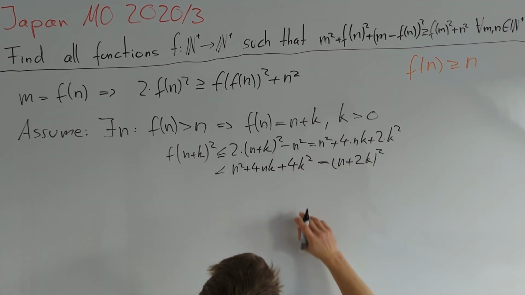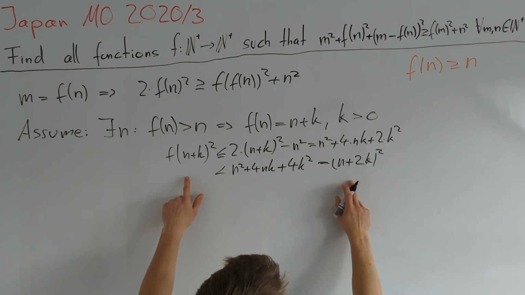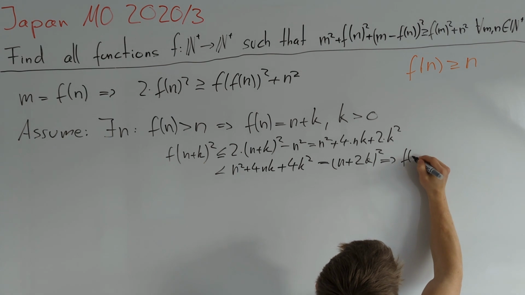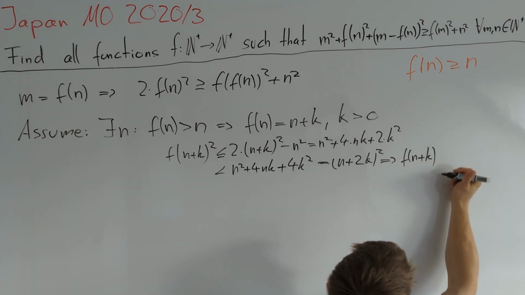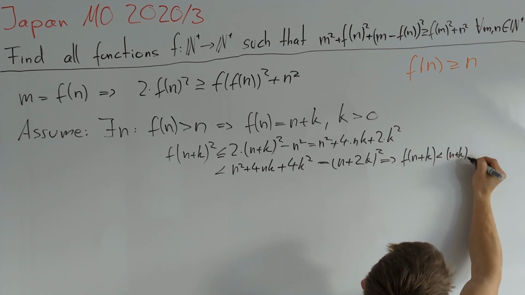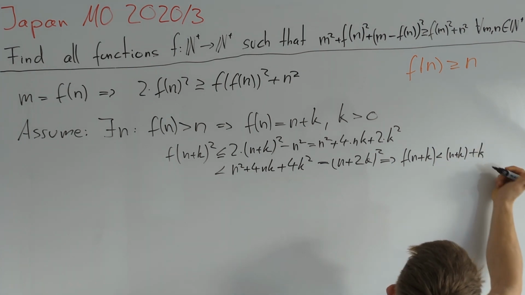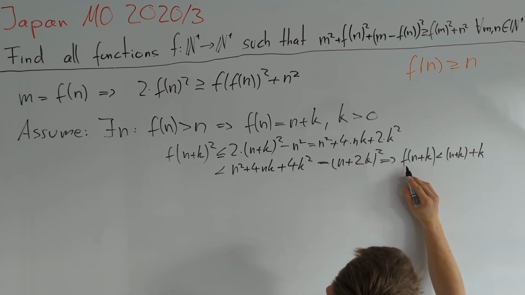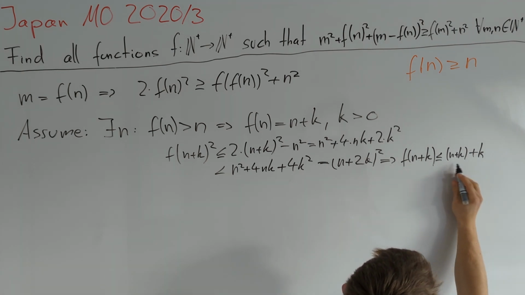Since we work in the positive integers, we can take the square root of both sides and get that f of n plus k is strictly less than n plus k plus k, and here we can also say that this is equivalent to f of n plus k is less than or equal to n plus k.